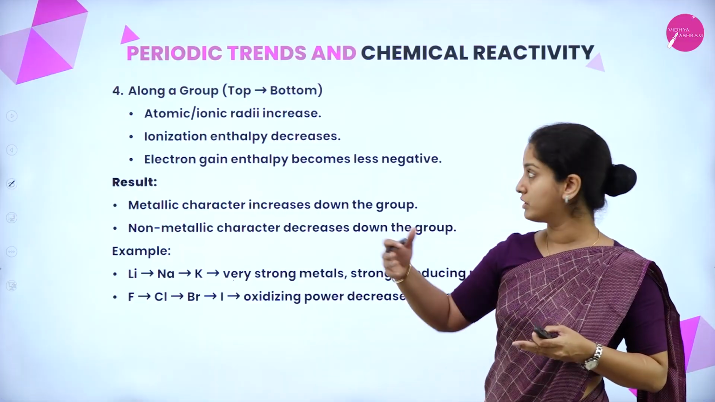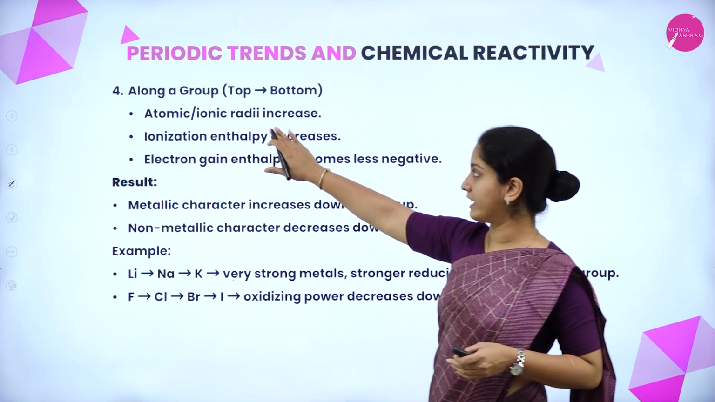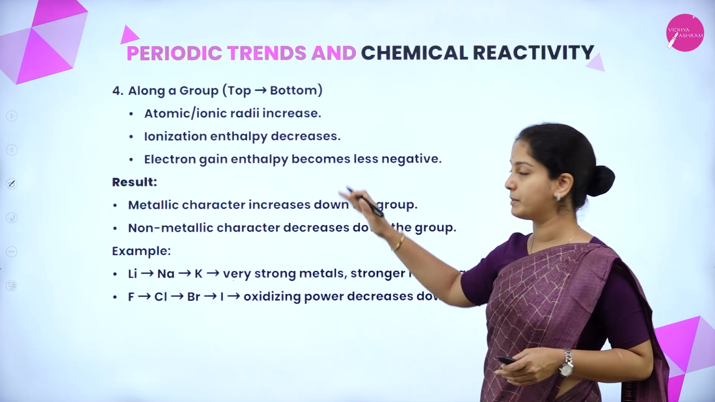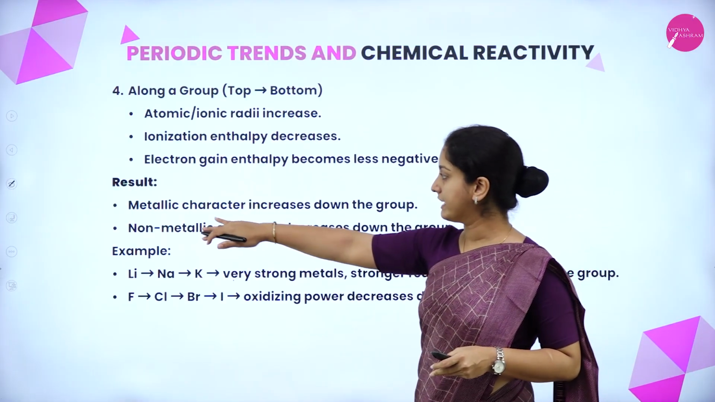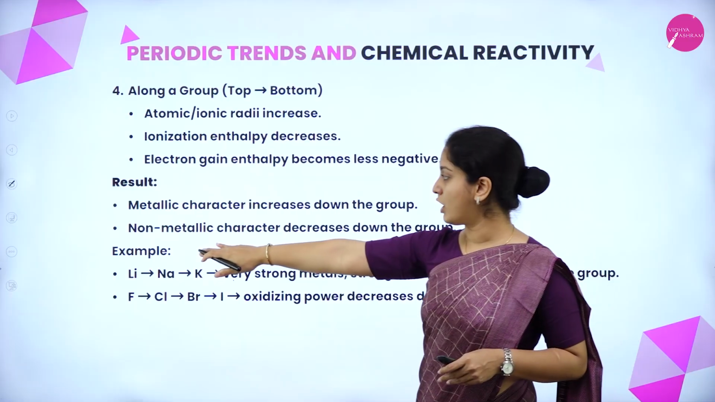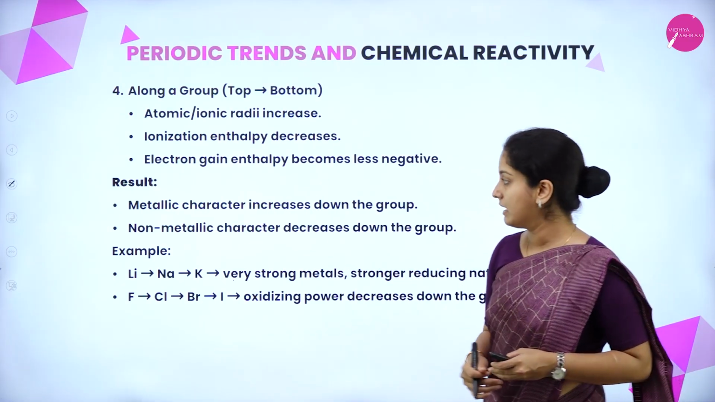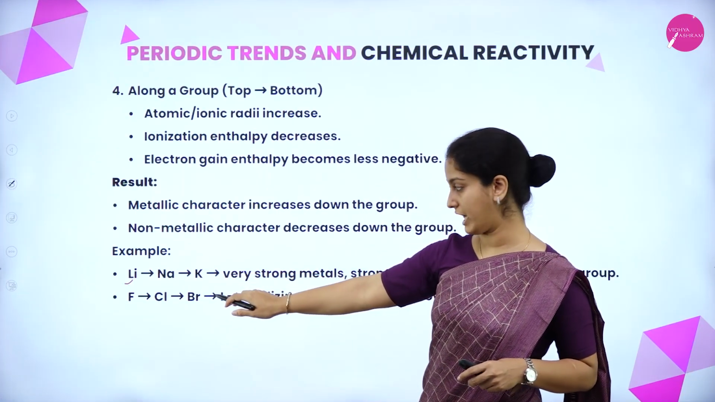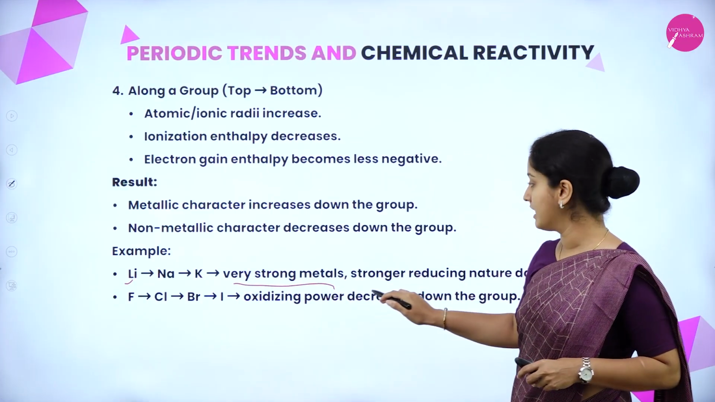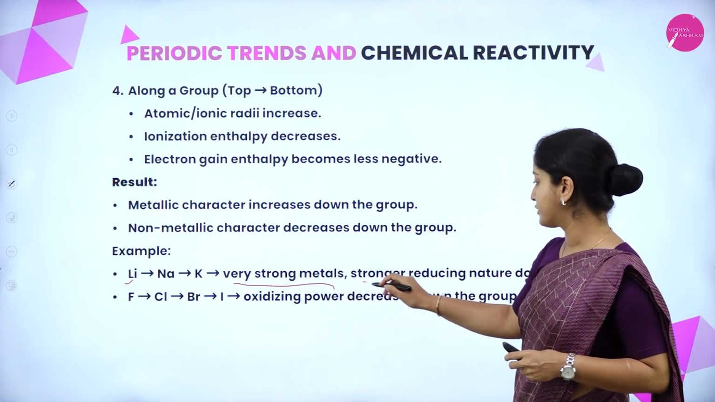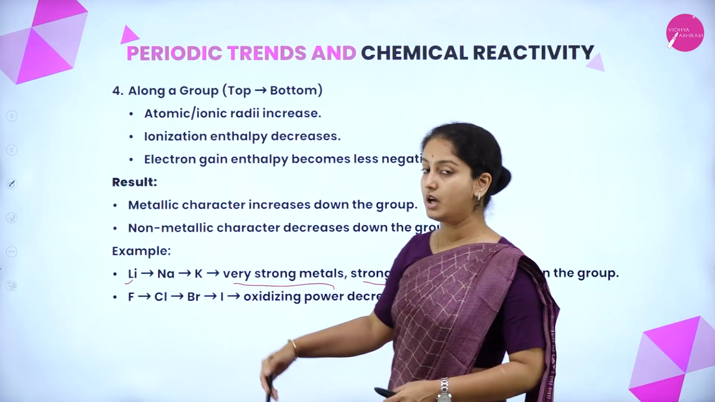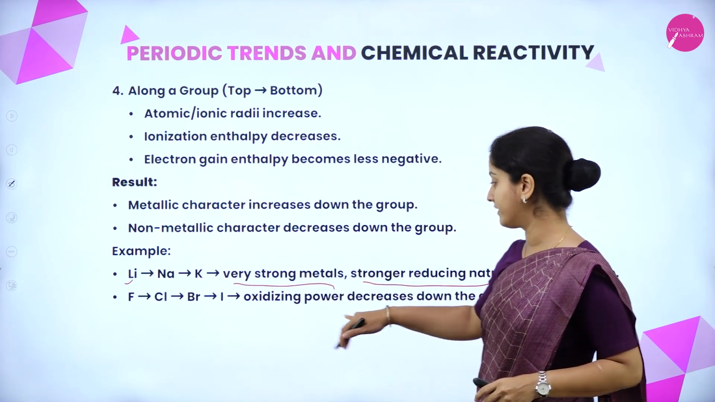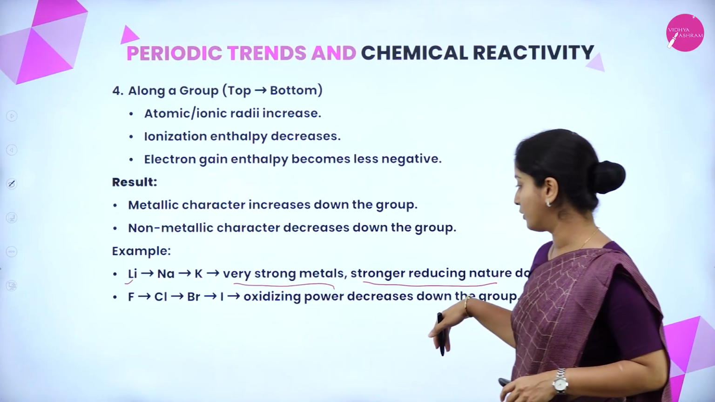Now along a group, that is down the group, from top to bottom, atomic or ionic radii increase, therefore ionization enthalpy will decrease. For that, electron gain enthalpy becomes less negative. As a result, metallic character increases down the group and non-metallic character decreases down the group. For example, when it goes from lithium towards sodium and down to potassium, they become very strong metals showing metallic property, with a stronger reducing nature down the group. When it comes to the other group having fluorine, chlorine, bromine and iodine, that is the halogen group, the oxidizing power will decrease for these halogens down the group.